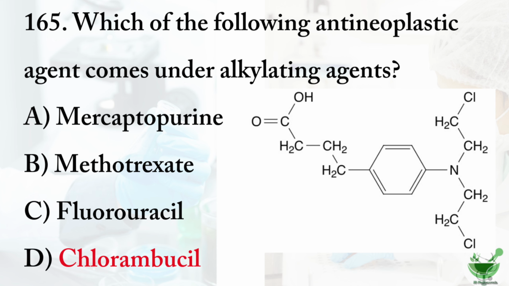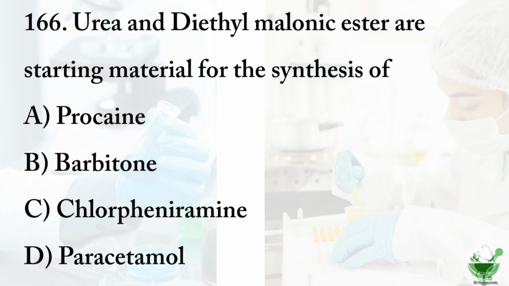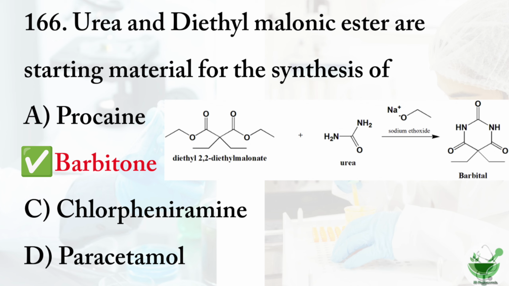Next question, question number 166. Urea and diethyl malonic ester are starting material for the synthesis of. The options given are option A procaine, B barbiturate, C chlorpheniramine, D paracetamol. The correct answer is option B barbiturate.